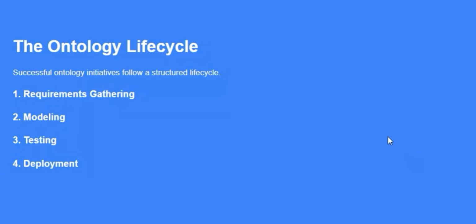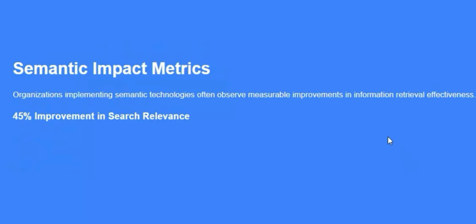So next one is about semantic impact metrics. So why are we studying this semantic analysis, semantic knowledge? Organizations implementing semantic technologies often observe measurable improvements in information retrieval effectiveness. So those benefits include reduced occurrences of null search results, enhanced synonym recognition, improved concept expansion, greater contextual understanding of user intents, etc.